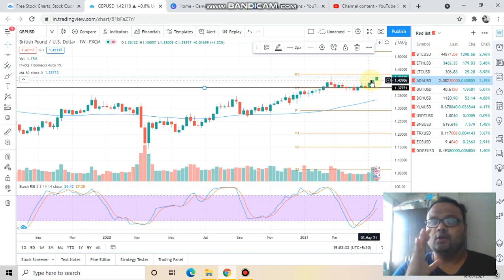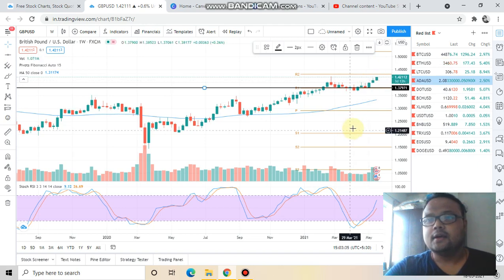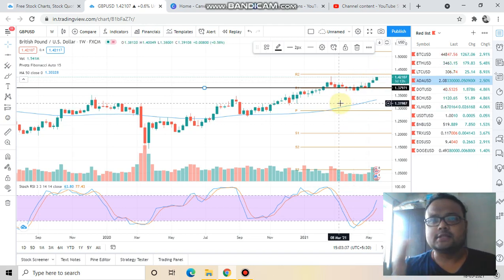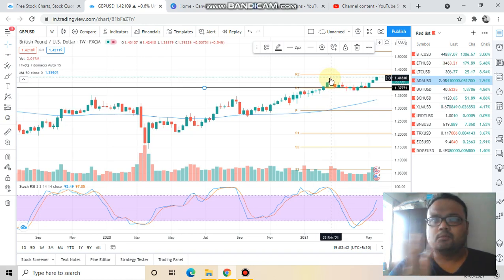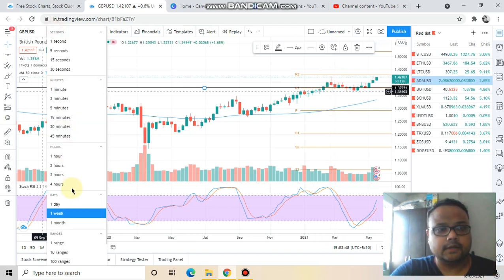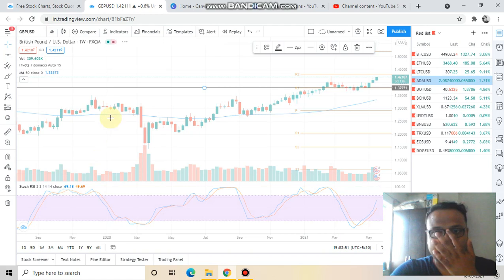Overall, if we look at the weekly chart, we can see that there is no prominent support or resistance available apart from this level. More or less the road is clear, not much problem with the weekly chart. Therefore, let's switch to the 4 hours chart and find out.